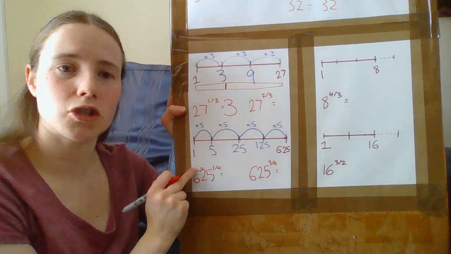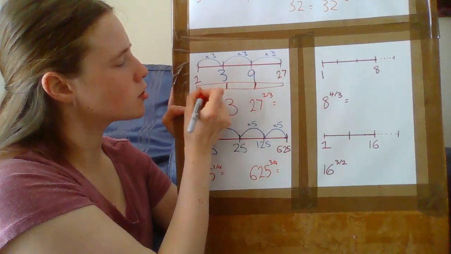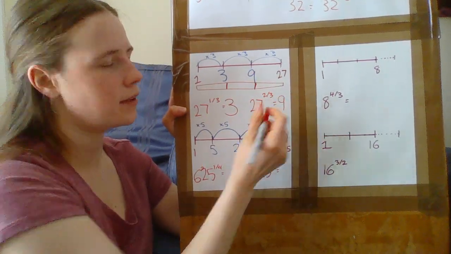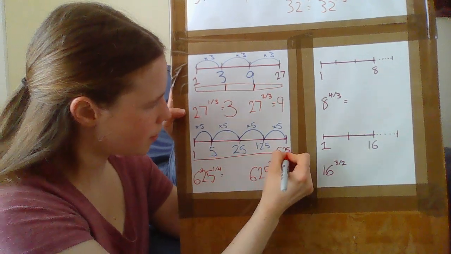27 to the 2/3 is 2/3 of the way in. So 2/3 of the way in gets me 9. For the quarters, again, I'm going to break it up.